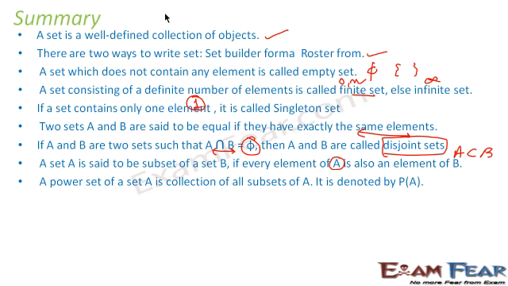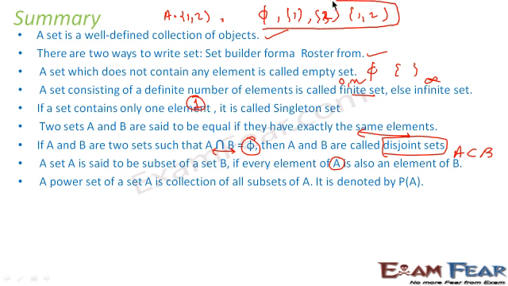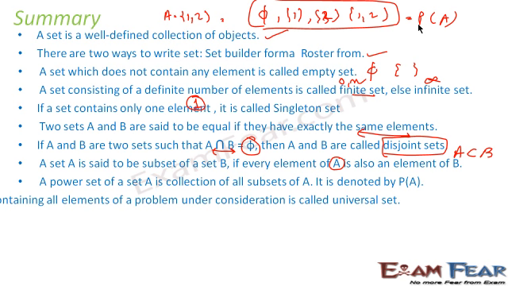Also, power set is the collection of all subsets of a set. It is denoted by P(A). For example, a set has elements 1, 2. Then subsets of {1, 2} are empty set, {1}, {2} and {1, 2}. So these are subsets of {1, 2}. You combine everything all together, this becomes the power set of A.